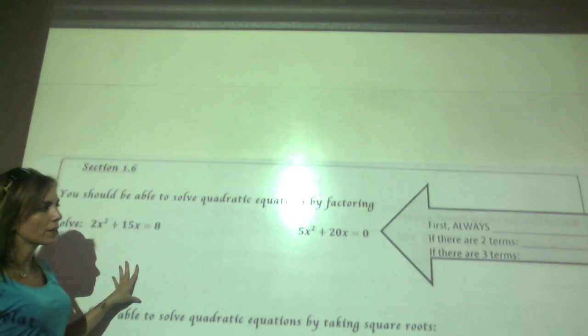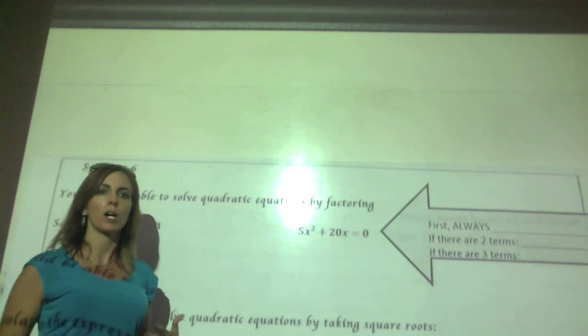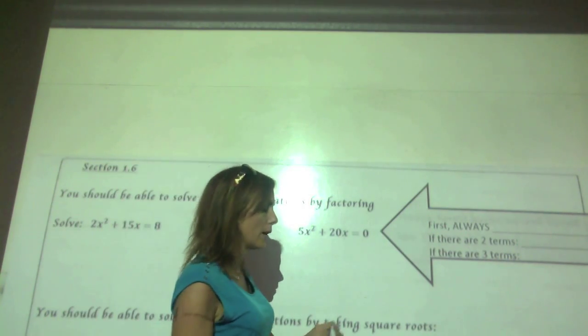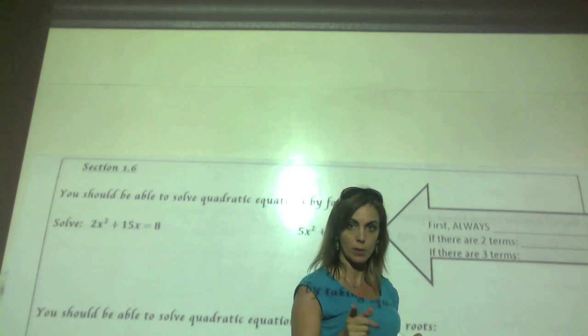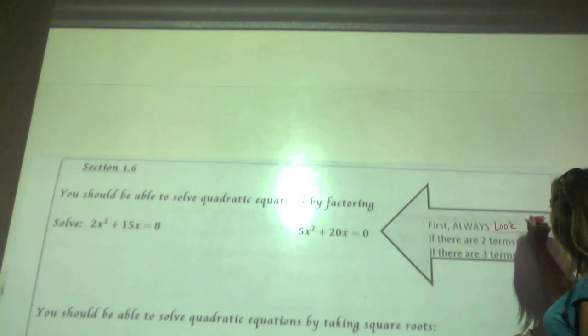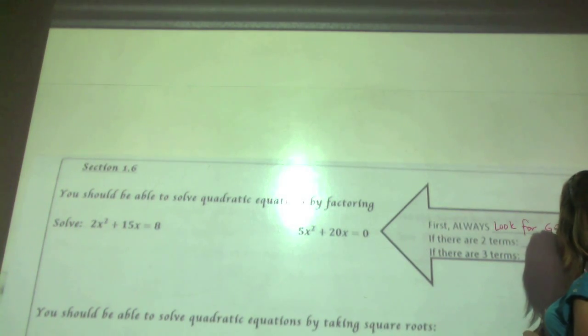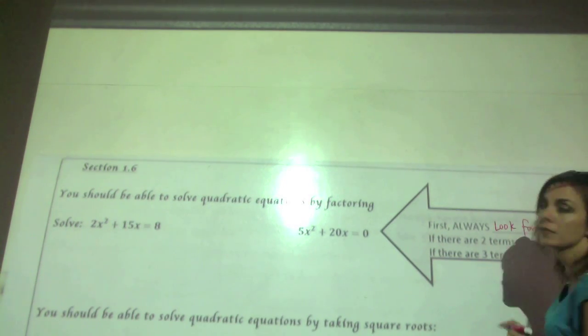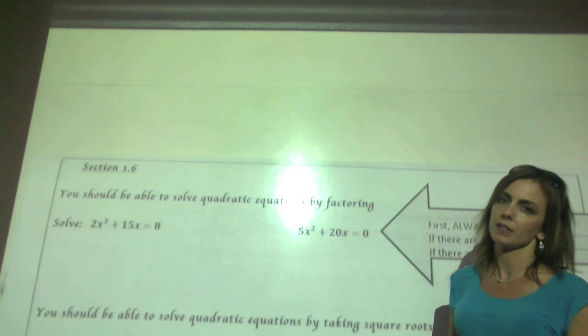So when we're factoring, what's that first rule, the cardinal rule of factoring? We're always looking for something. What is it? We're always looking for a GCF. If you can pull out a GCF, it often makes your life easier.